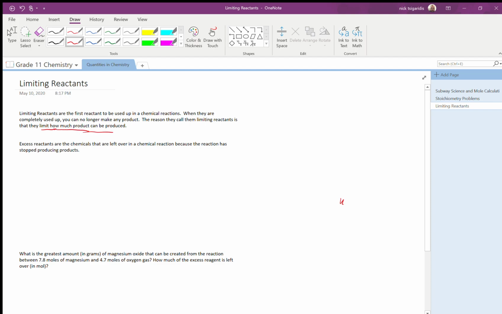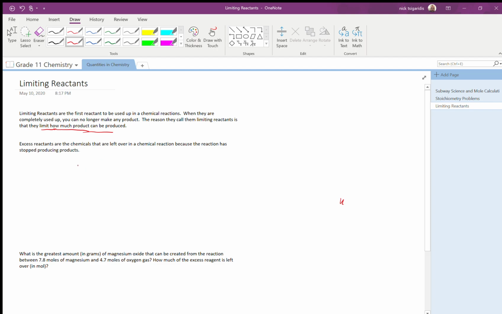Some reactants will not run out and they will be left over in a chemical reaction. Those particular reactants we call excess reactants. For example, when I start this lesson in class, I always start talking about food and making food. So I'm going to do the exact same thing here.